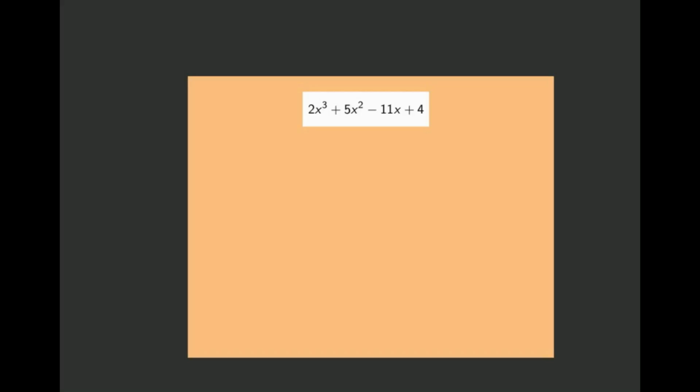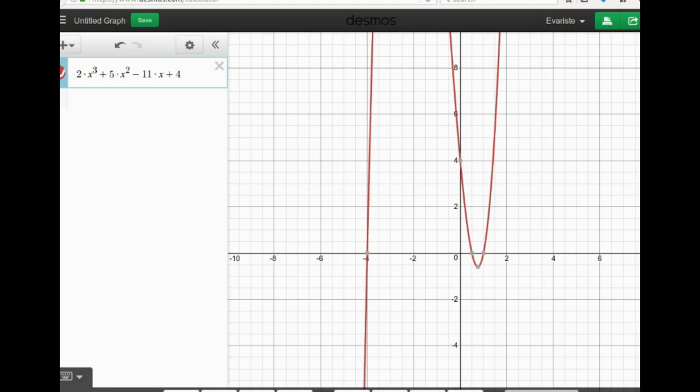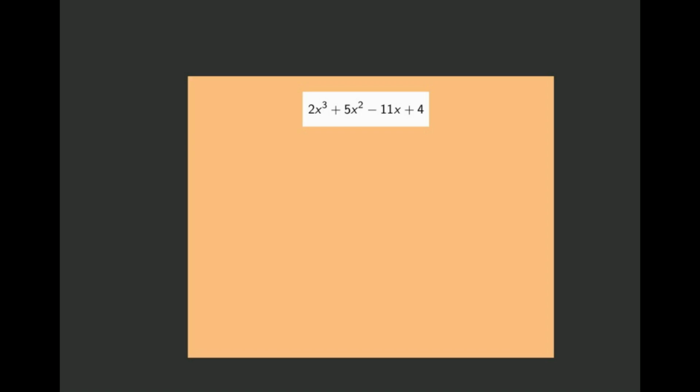You can have a look at the graph here. And you see that there is one x-intercept that seems to be at minus 4, another one at plus 1/2, and another one at plus 1. And indeed, if you substitute those numbers in the equation, 2 times 1 plus 5 times 1 minus 11 plus 4 is indeed 0. So x equals 1 is a solution.